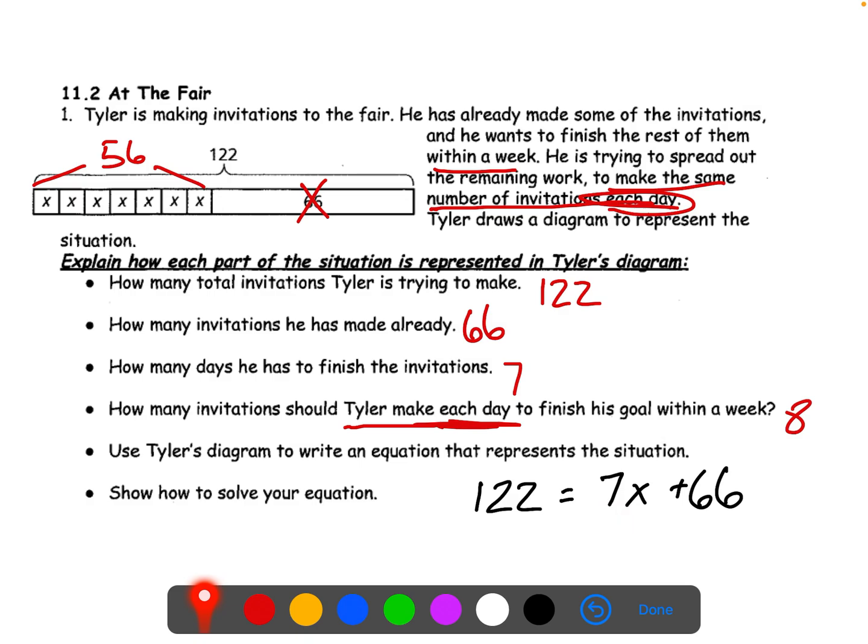Okay? Then to solve that, we would just use inverse operations. I'm not going to write that out here right now, but we would subtract 66 from both sides like we did here in the diagram. Then we divide our remaining total by 7, and we would still get that solution of 8 invitations per day. So x equals 8.